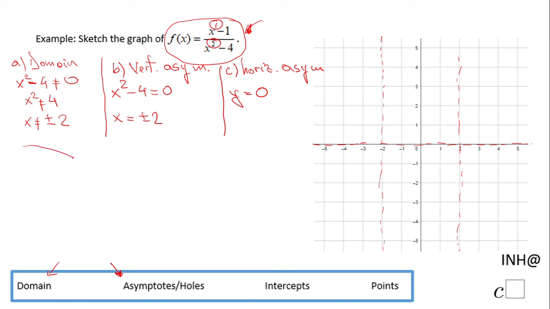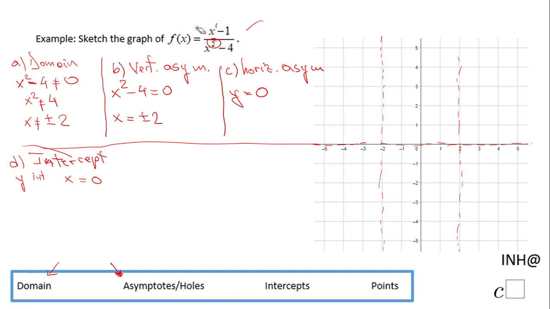Now we can go to part B, and I'm going to look for intercepts. And for intercepts, we have two of them, right? We have the y-intercept, which means x equals 0. And if we plug x equals 0 in my f function, let's see what we get.